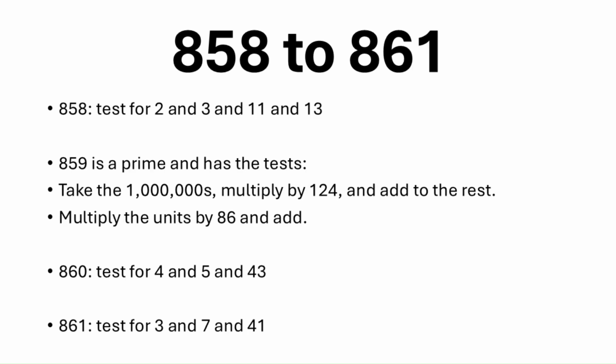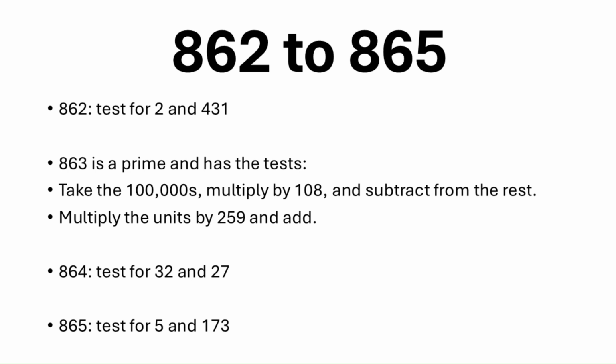858, test for 2 and 3 and 11 and 13. 859 is a prime and has the tests. Take the 1 millions, multiply by 124, and add to the rest. Multiply the units by 86 and add. 860, test for 4 and 5 and 43. 861, test for 3 and 7 and 41.